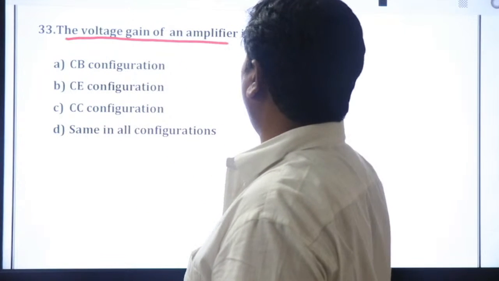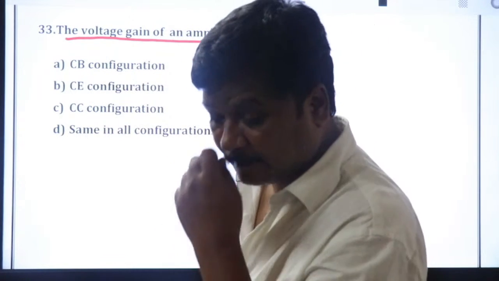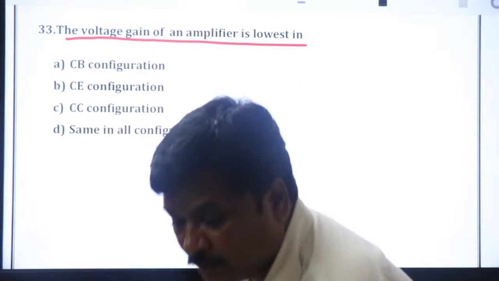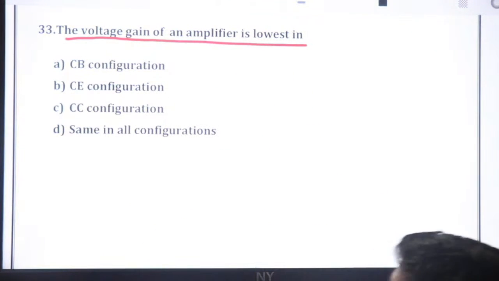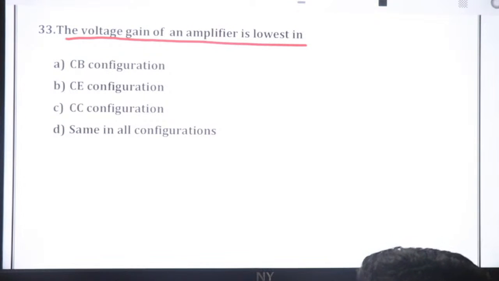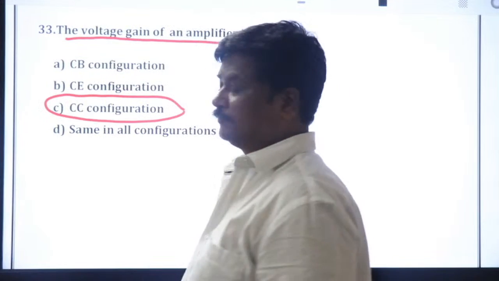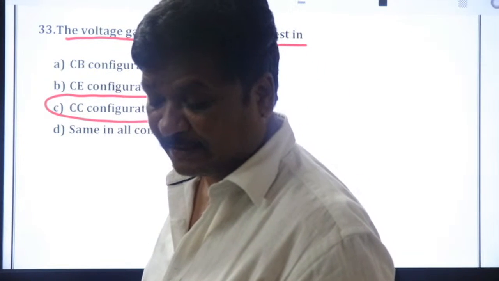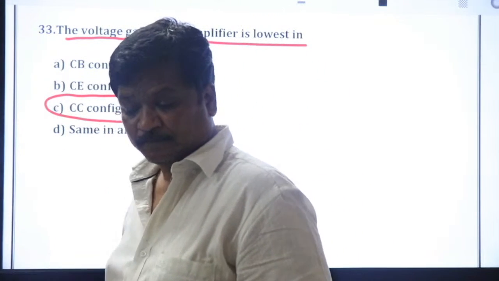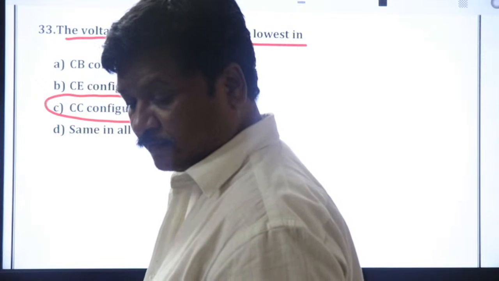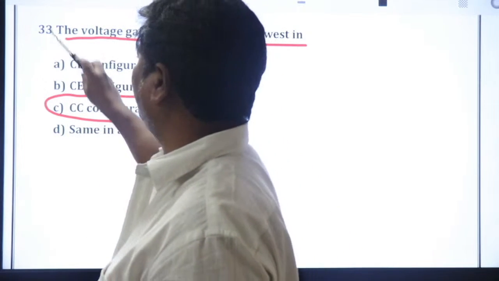The voltage gain of an amplifier is lowest in which configuration: CB, CE, CC? Voltage gain is least in the common collector configuration. Least in the common collector configuration. Next.